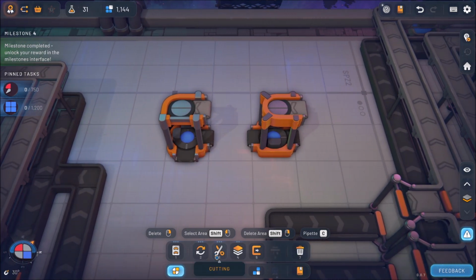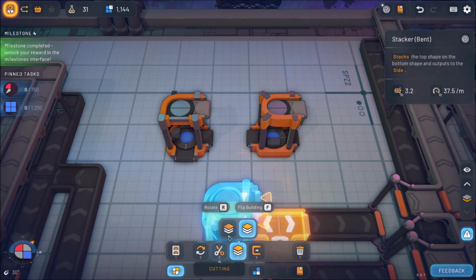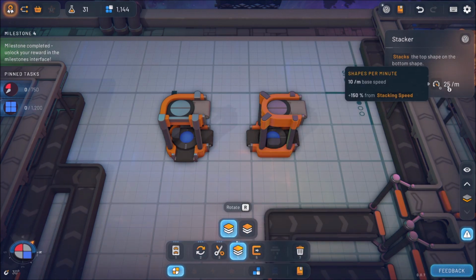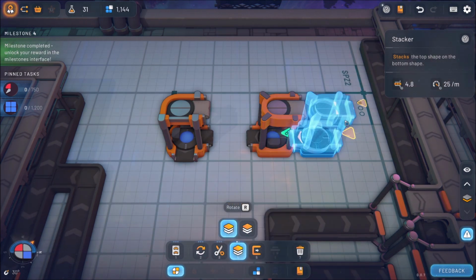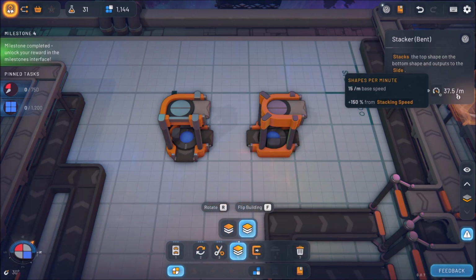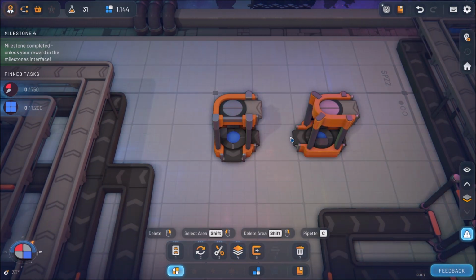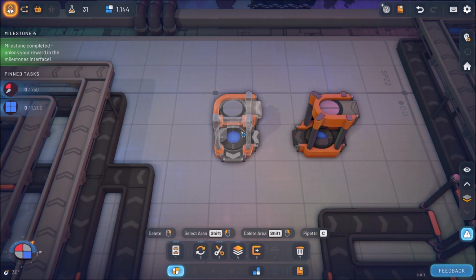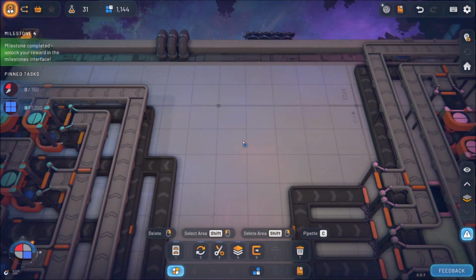In which case, why am I using it? Well, quite simple, really. This one outputs at 25 per minute, or per meter, whatever you want to call that, and this one is 37.5 per minute. So I'm happy to deal with the frustration of this for the one-third faster output.